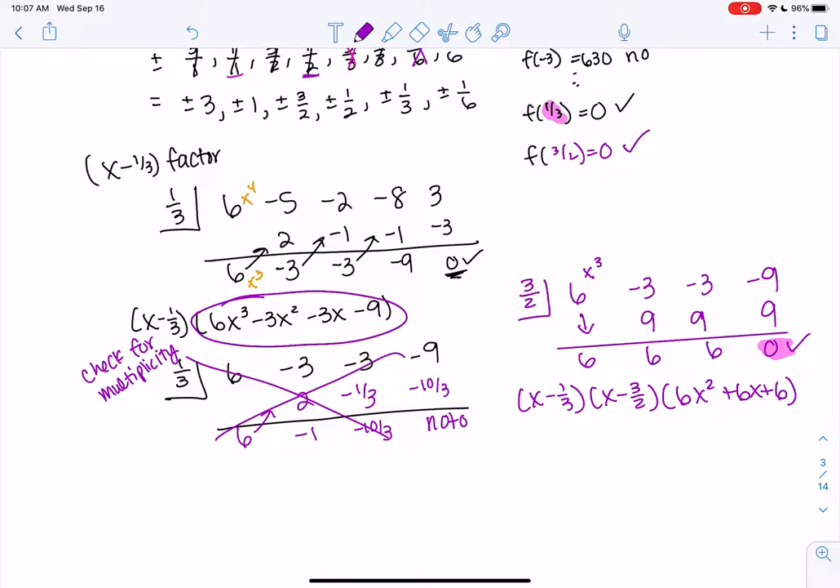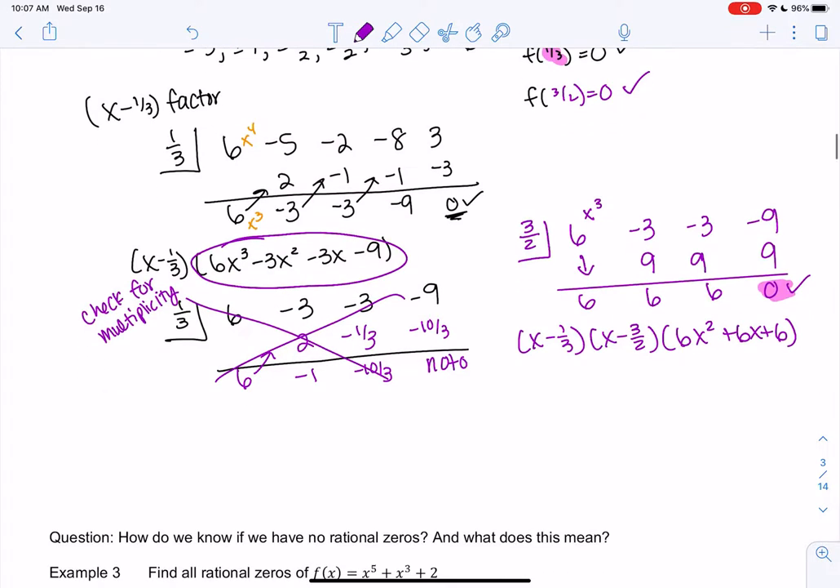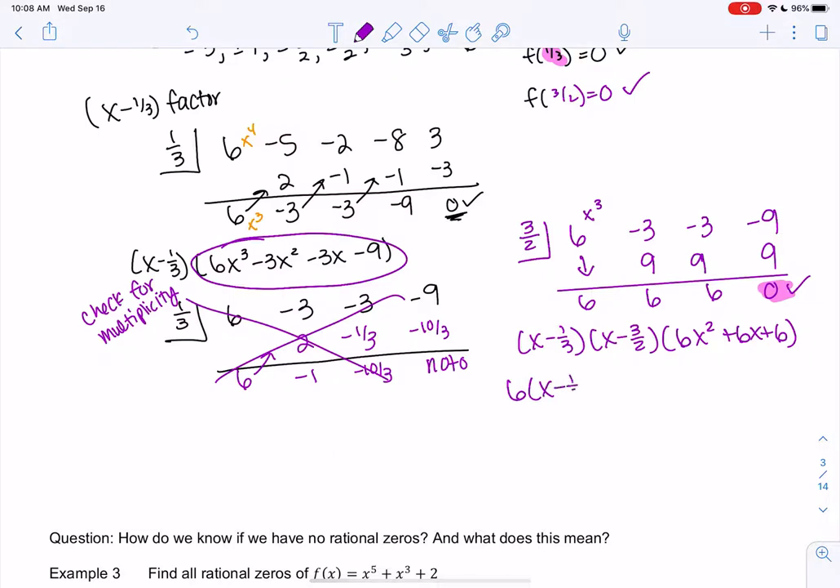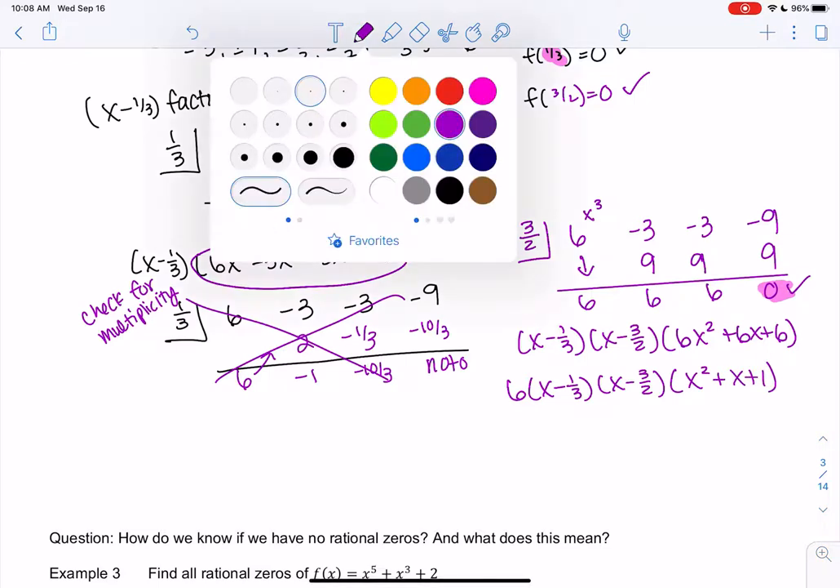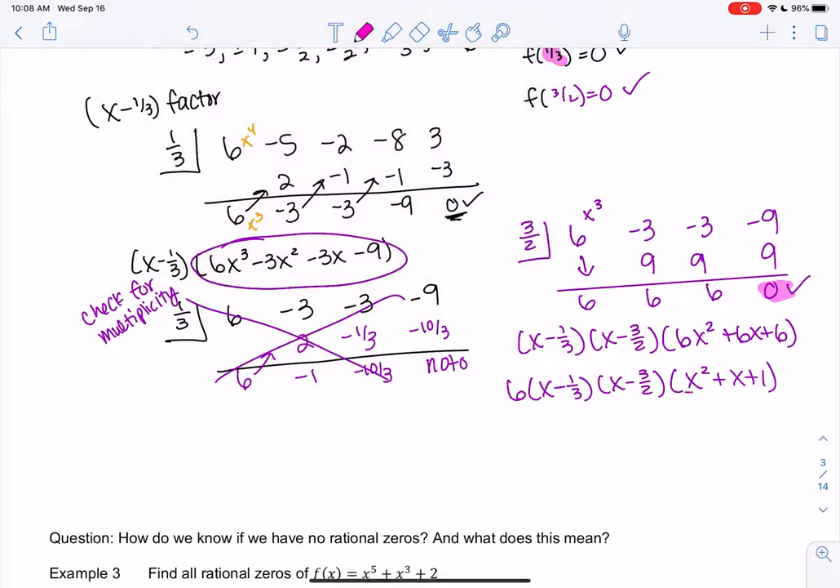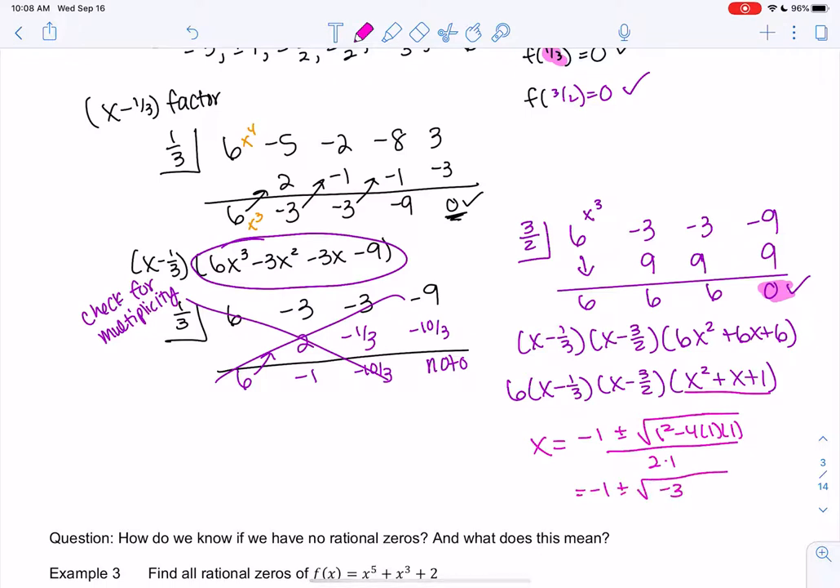And now that we're at a quadratic, we can go ahead and factor or use the quadratic formula. I noticed they all have a 6 in common, so why not factor it out? So x squared plus x plus 1. So my a, b, and c are all 1, and we'll use the quadratic formula. We can't factor this. So we get x equals negative b, so negative 1 plus or minus the square root of 1 squared minus 4ac, which is 1 and 1, all over 2 times 1. So we get 1 minus 4, we get negative 3 over 2.